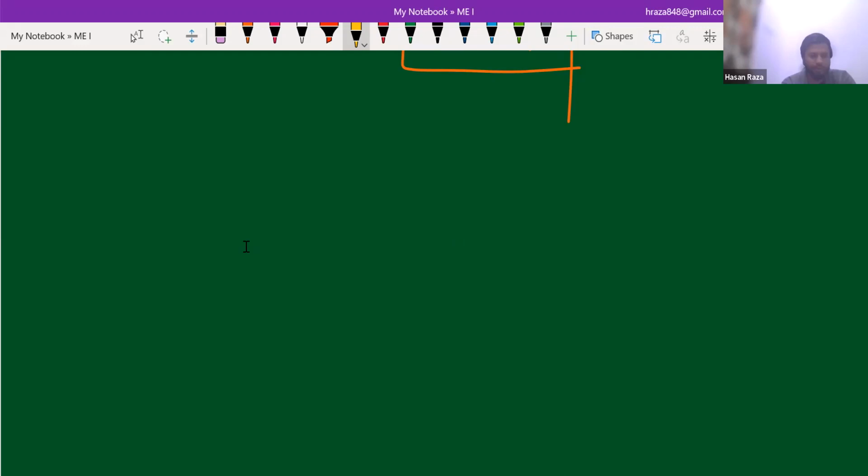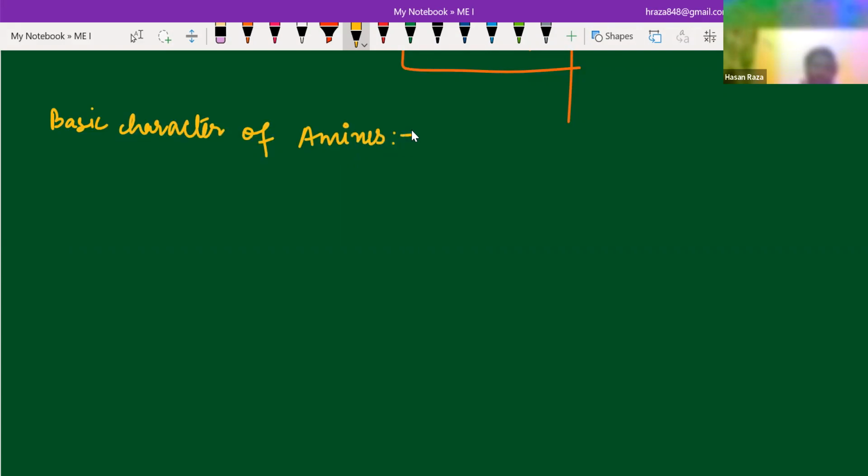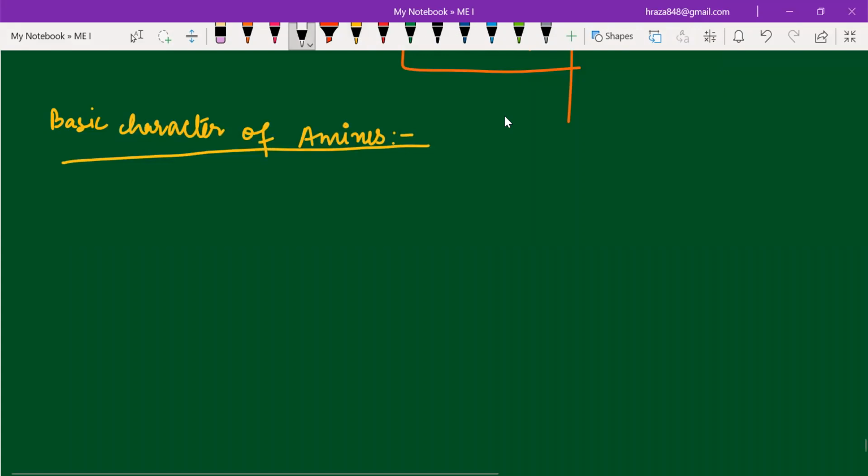Okay, in chemical reactions, we need to do the basic character of amines. Basic character of amines. And this is very important because there will be variation in this. First of all, I'm going to write what this basic character in amine is.